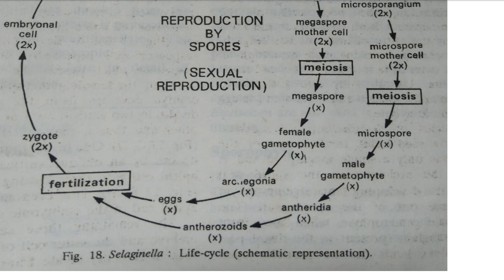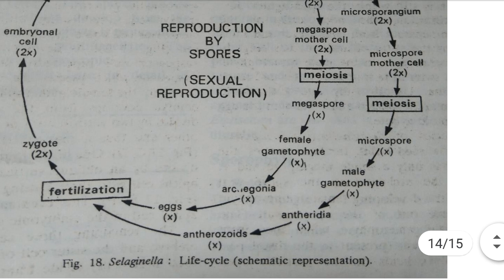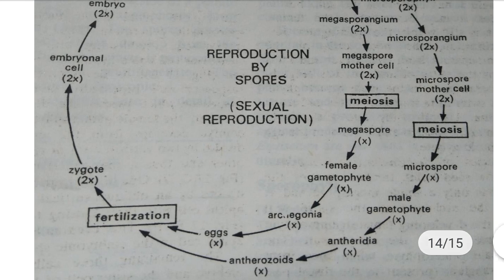The male gametophyte produces haploid antheridia. The female gametophyte produces haploid archegonia. Antheridia produce the antherozoids or sperms. Archegonia produce the egg. Both are haploid. Antherozoids fuse with the egg present in the archegonium. Fertilization takes place and the diploid zygotic condition is formed.